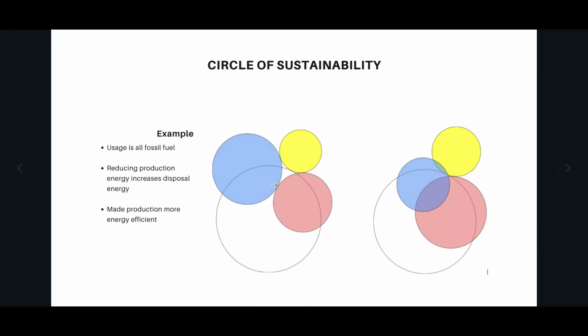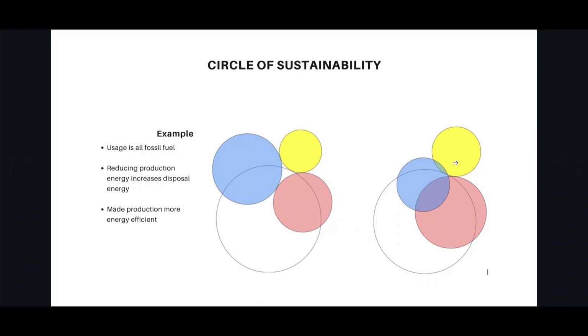Well, one thing we can do is to reduce production energy, which is what I did here. This is represented by reducing the size of the production circle. And I figured in doing so, creating more disposable goods may increase the energy required for disposal in this life cycle. And notice no change here to the product use circle.